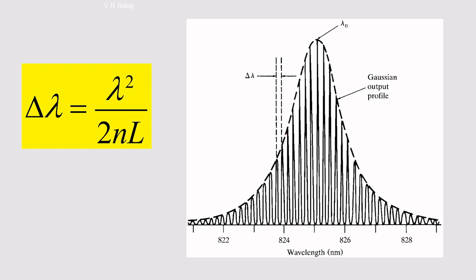So the conclusion is, this is your laser emission. We consider a Gaussian output profile. These are the longitudinal modes. Whichever modes have gain greater than or equal to the loss, those modes will exist in the spectrum. So here you can see what we calculated: the adjacent spacing between the frequencies, del lambda, is nothing but lambda squared by 2nL.